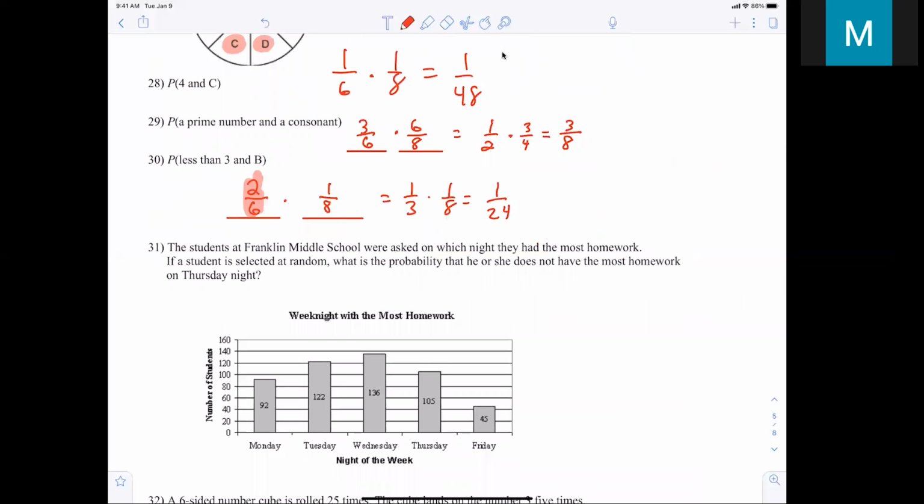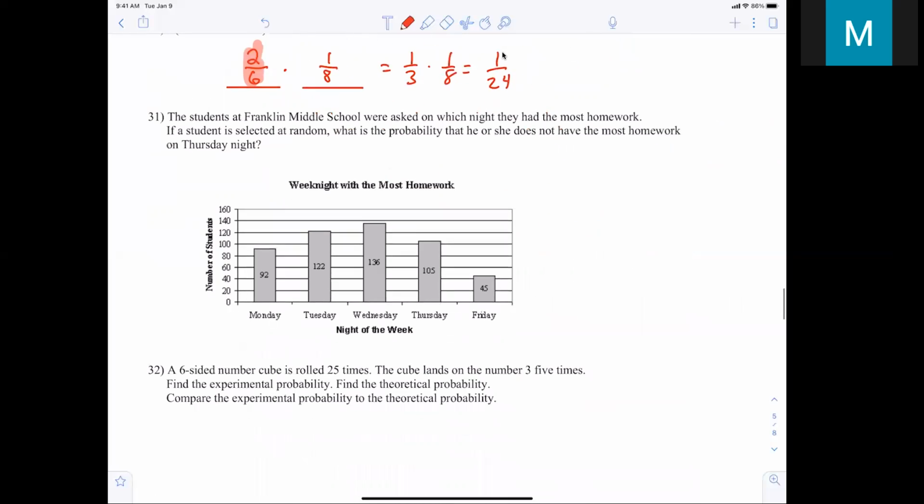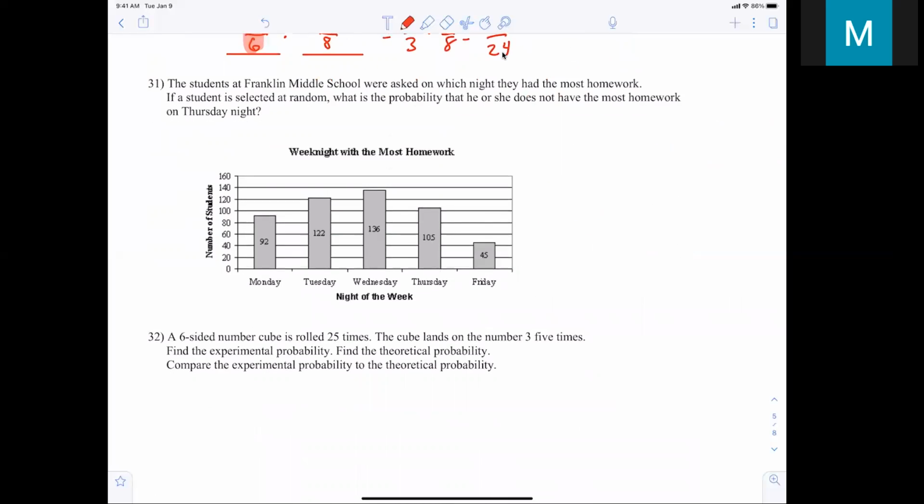All right, Molly, you get to read 31. On which night they had the most homework. If a student is selected at random, what is the probability that he or she does not have the most homework on Thursday night? So we want the probability that she does not have the most homework on Thursday night.